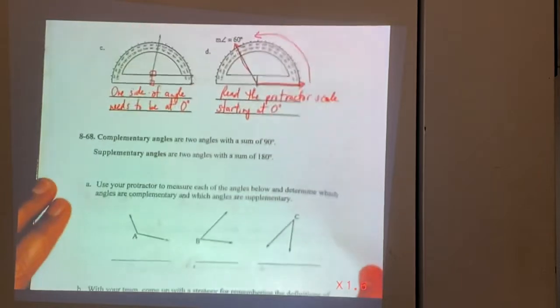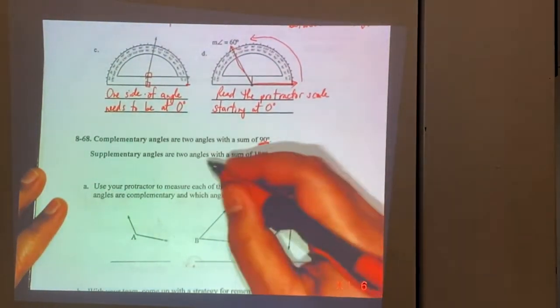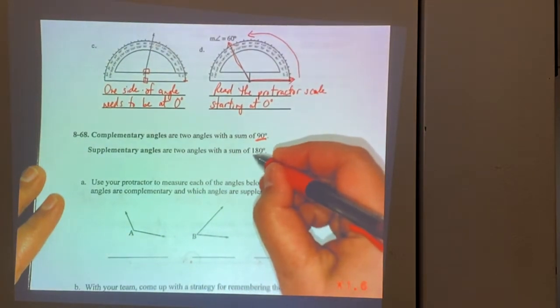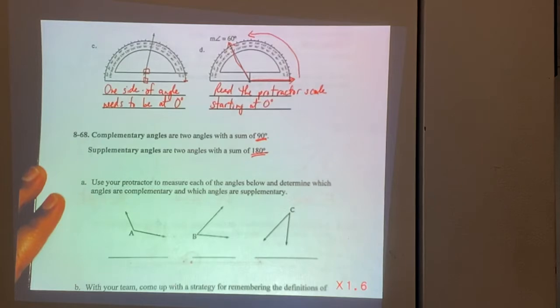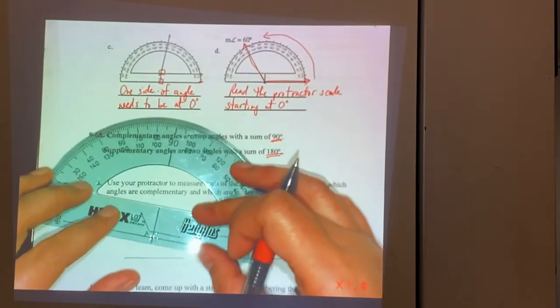Complementary angles are two angles that add up to 90. Supplementary angles are two angles that add up to 180. Just use your protractor to measure each of the angles below and determine which angles are complementary and which angles are supplementary. Alrighty. Let's measure them first.